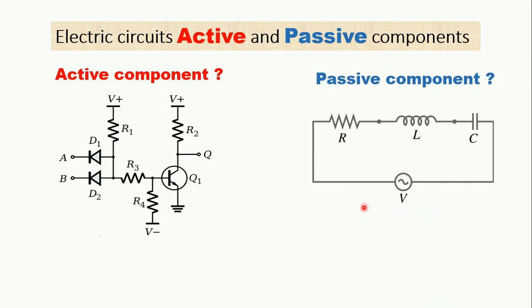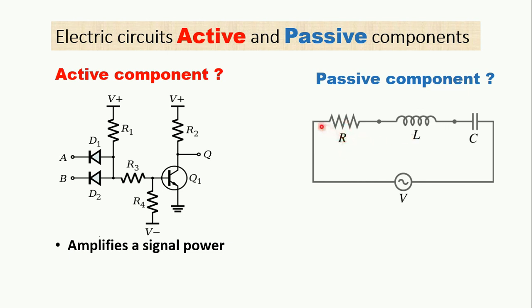If we want to redefine the definition of passive and active components, and look at the passive components in this circuit and compare them to the active components in this circuit, we have seen that the signal entering this transistor has been amplified. So the voltage has been amplified, the current has been amplified, whereas in this passive circuit, nothing has been amplified.